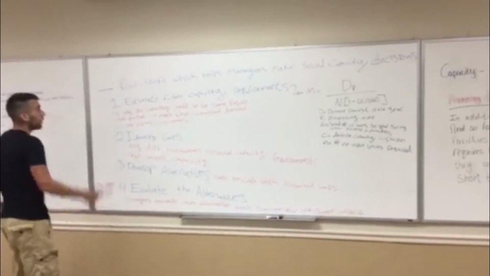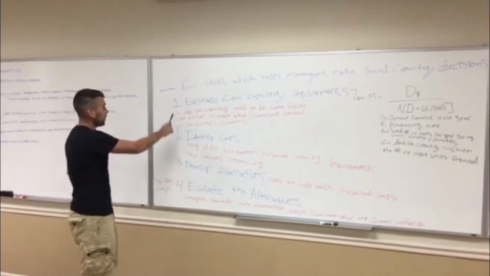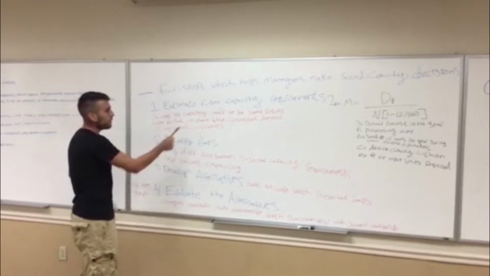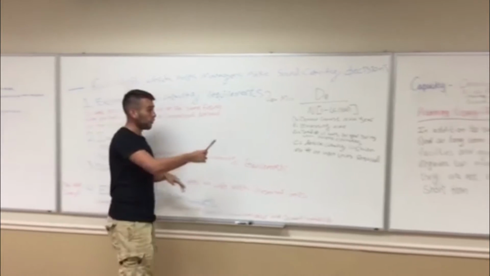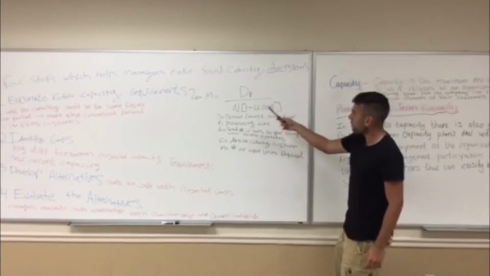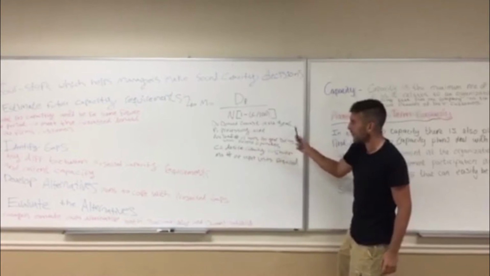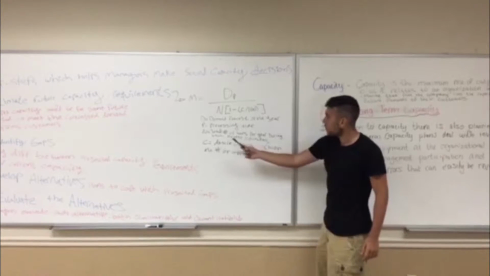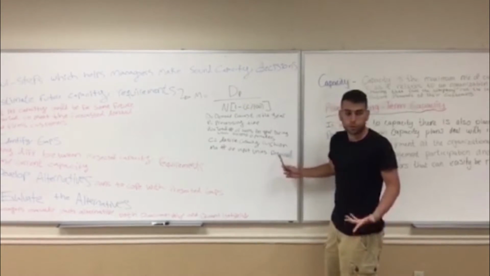So, Alessandro, for the 4 steps which help managers make sound capacity decisions, we have 4 here. Number 1 is estimate future capacity requirements. This is what its capacity should be for some future time period to meet the forecast demand of the firm's customers. We also have the formula for the capacity requirement, which is dP over N times bracket 1 minus C divided by 100. D equals the demand forecast for the year. P equals the processing time. N equals the total number of hours per year during which the process operates. C equals the desired capacity cushion, and M equals the number of input units required.